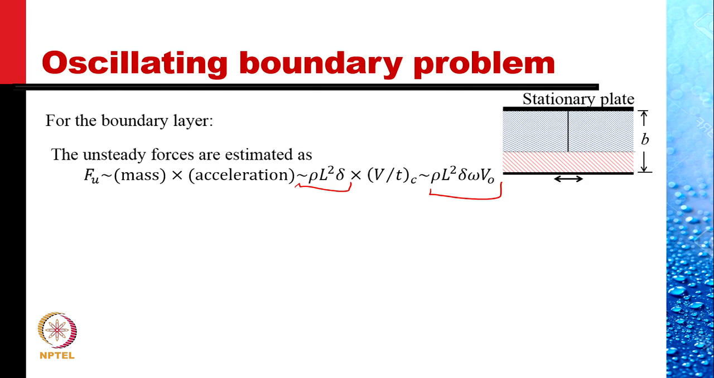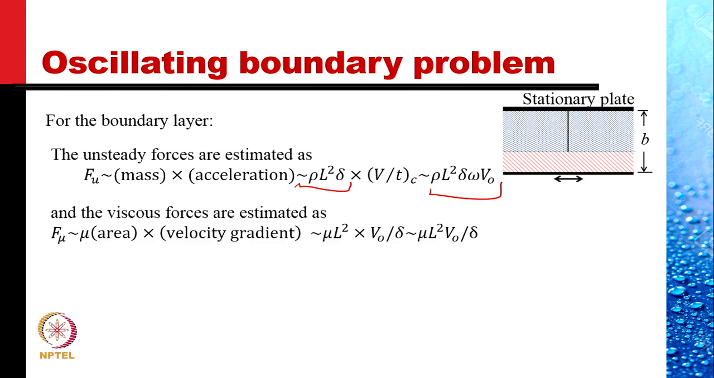The viscous forces are estimated as mu times the area on which the viscous forces act times the velocity gradient. Now viscous forces act on an area which is like L square, and now the velocity gradient is v naught divided by delta rather than v naught divided by b. And this gives us the viscous forces as mu L square v naught by delta. Delta is as yet unknown.